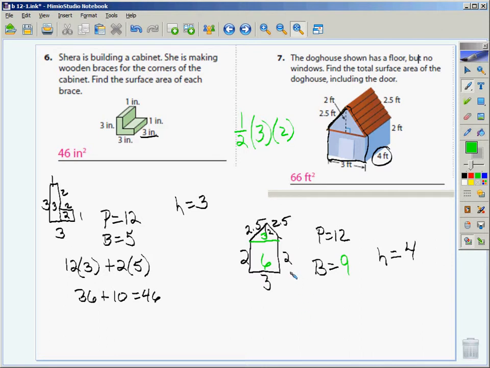So, with that being said, then, it would have been P times H, 12 times 4, plus 2 times 9. 12 times 4, 48. 2 times 9, 18. Put 2 together, 66 feet squared. Easier to treat it as a whole prism, or would it be easier to treat it as 2 separate prisms and try to get the answer? A whole prism.